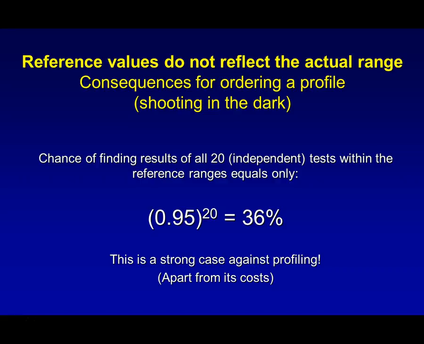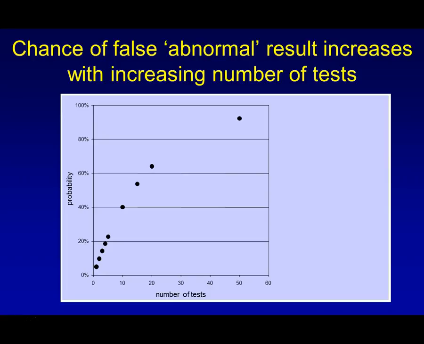This means that profiling, or just ordering 20 tests, is not a good idea. It costs a lot of money, but next to that, it brings you to the wrong conclusion. This graph shows the relationship between the number of tests and the probability of false abnormal tests. And it shows that the chance of a false abnormal test increases with the increasing number of tests.